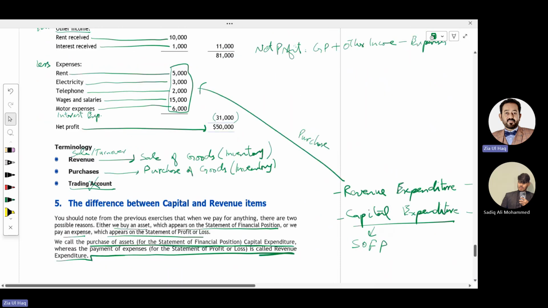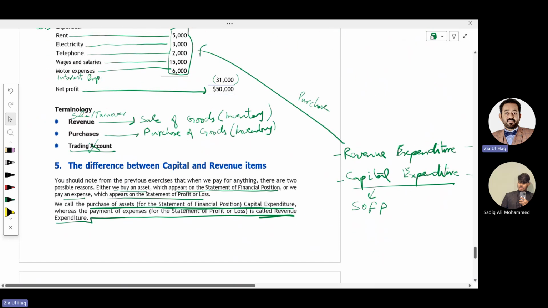And we have learned the difference between capital and revenue expenditure. Let's take a break for 20 minutes to refresh your mind. We'll see you back after 20 minutes.